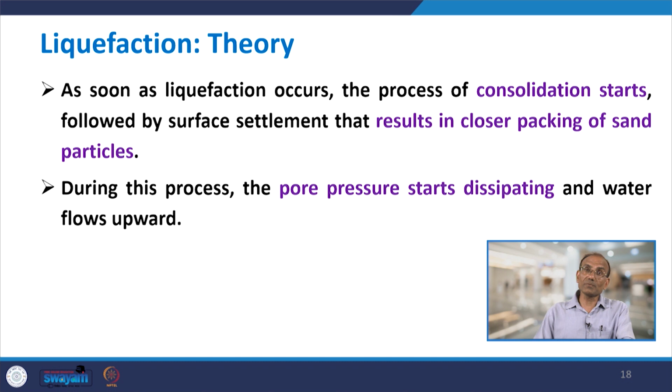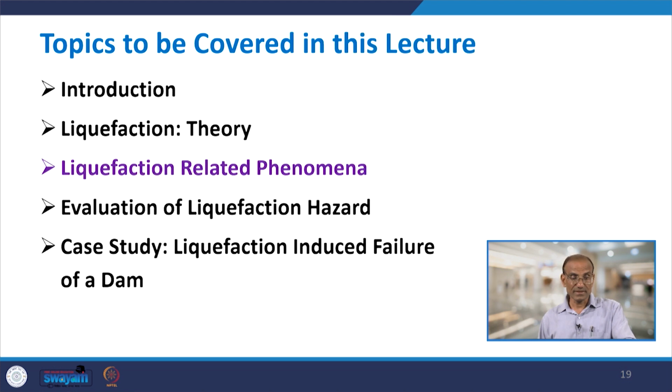During this process, the pore pressure starts dissipating and water flows upwards. If you recall, in the beginning of these lectures, during the Bhuj earthquake there was a lot of liquefaction, and the water came out in the form of fountains. It was a liquefaction related phenomenon where the water comes out of the sand boils, but some people attributed that phenomenon to a revival of another river, the river Saraswati. So, this was about the theory part of liquefaction.